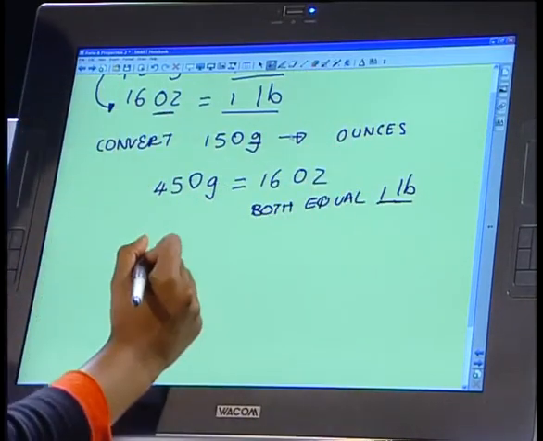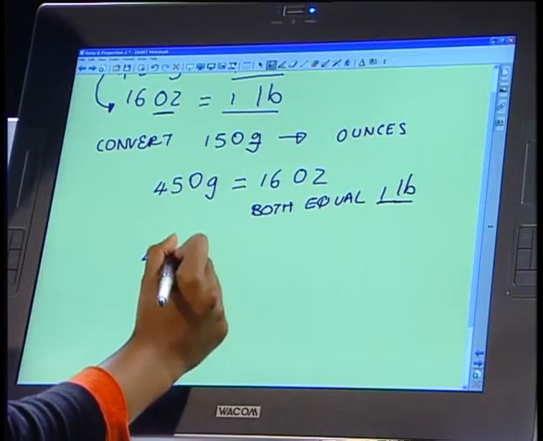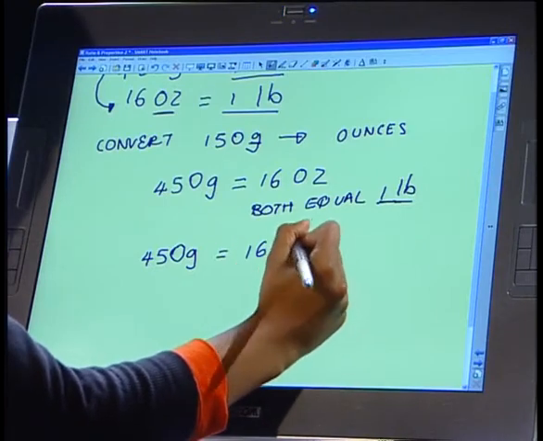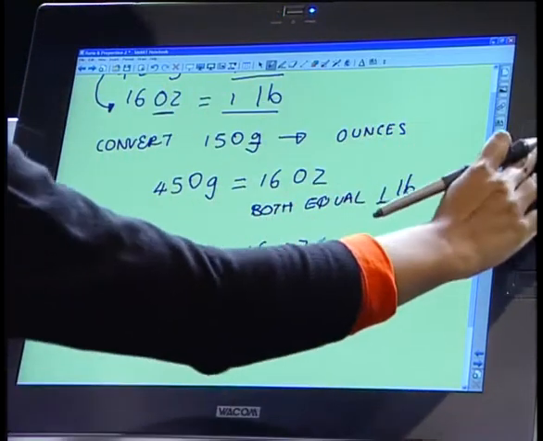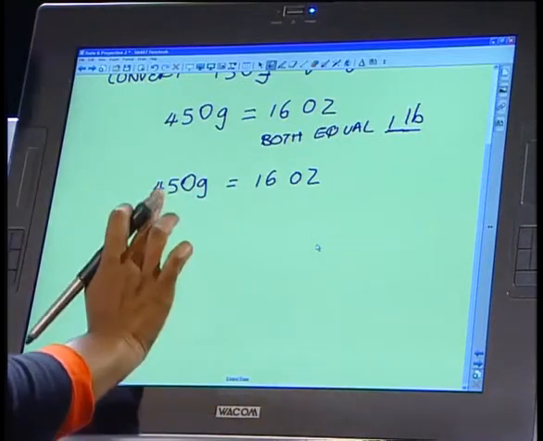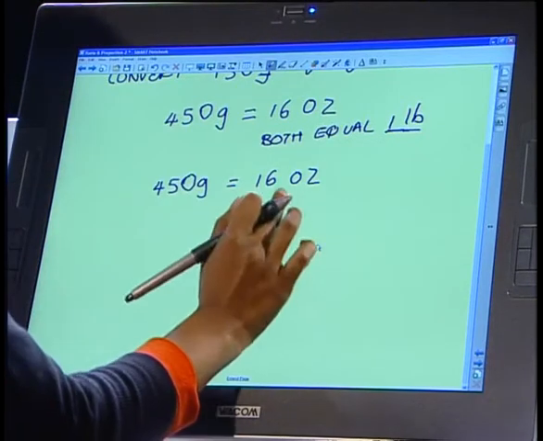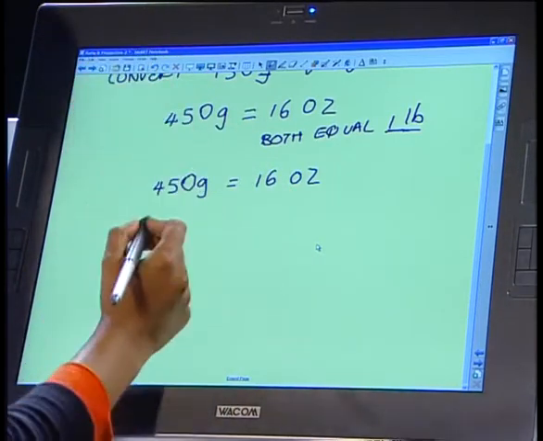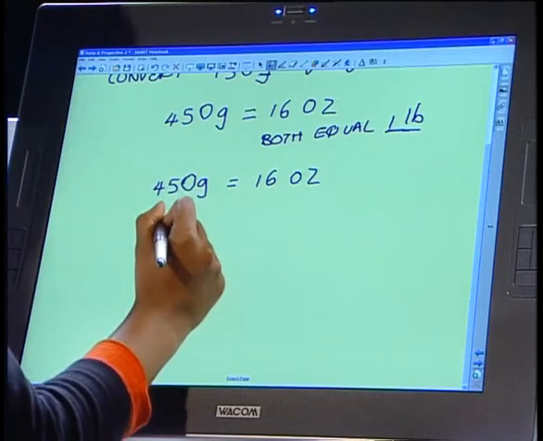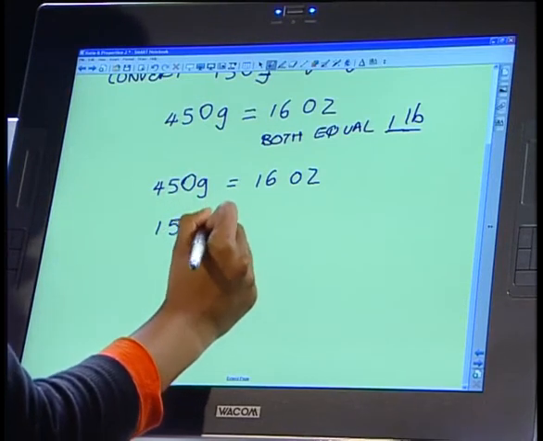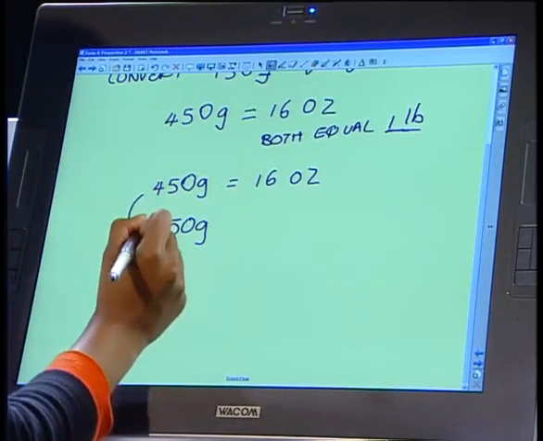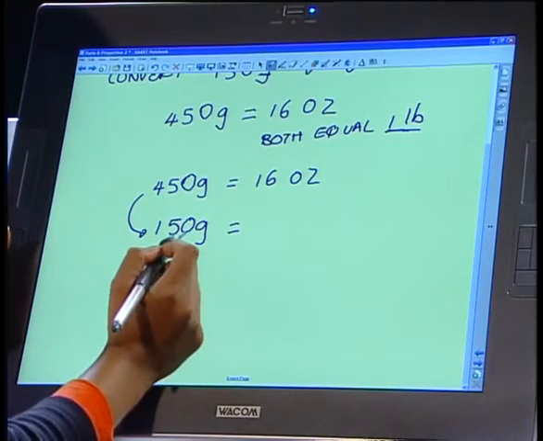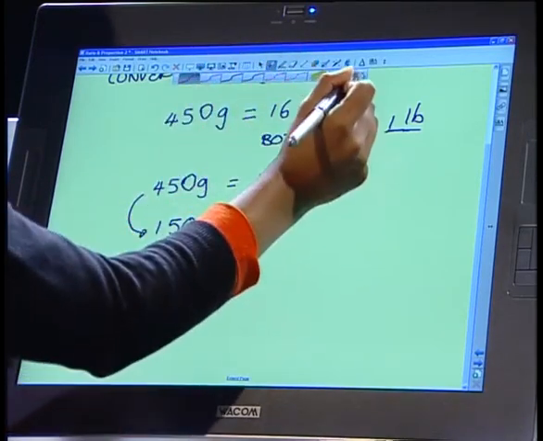again, let's set this up as an equation. This is my preferred method of working with exchange rates and any type of conversion rates, or any type of conversion, is to set it up as an equation. 450 grams is equal to 16 ounces. But we don't want to convert 450 grams. We want to convert 150 grams. Okay, so there's a difference here. All right, what is that difference? In order to get from 450 to 150, what do you have to do?